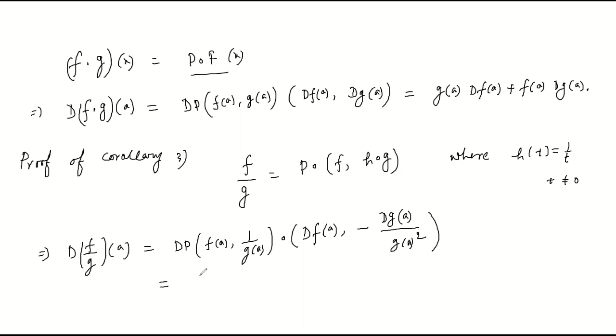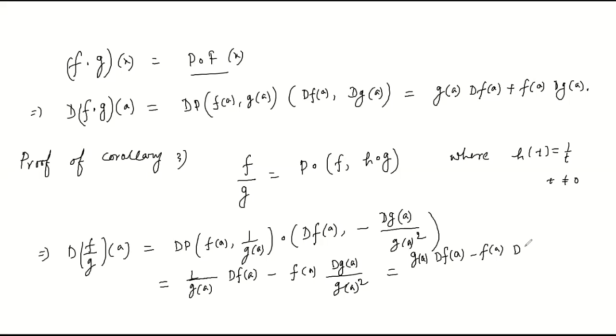And so this is equal to 1 over g of a times the derivative of f at the point a, minus f of a times the derivative of g at the point a over g of a squared, and this is equal to the derivative of f at the point a with coefficient g of a, minus f of a times the derivative of g at the point a, over g of a squared. Okay, so this completes the proof of the corollary. So we stop here.